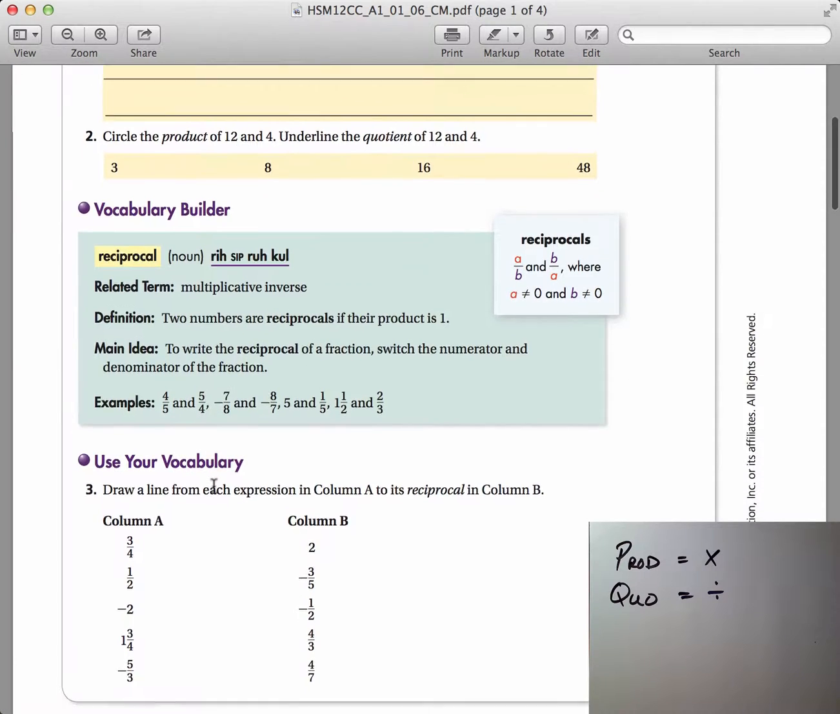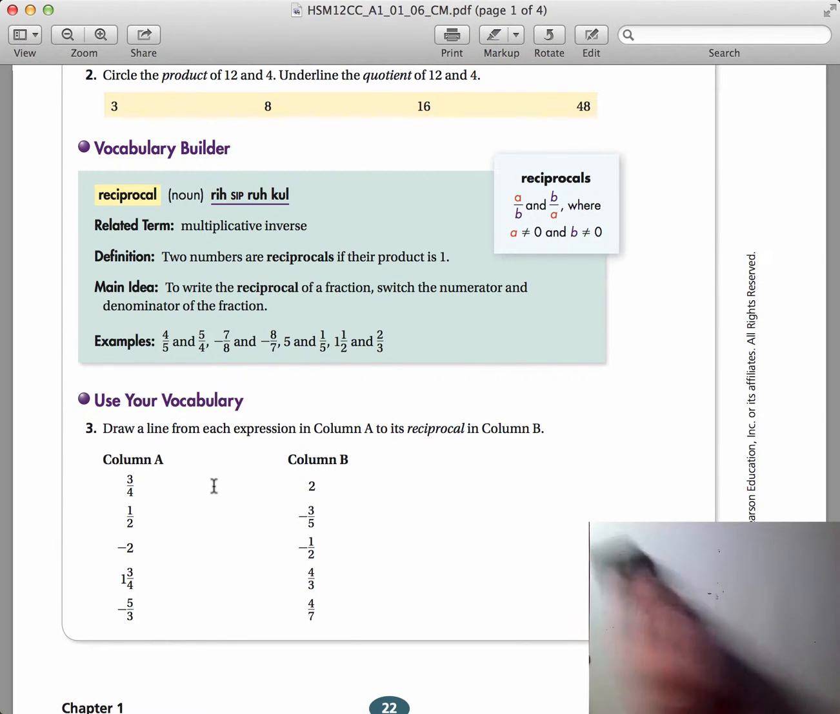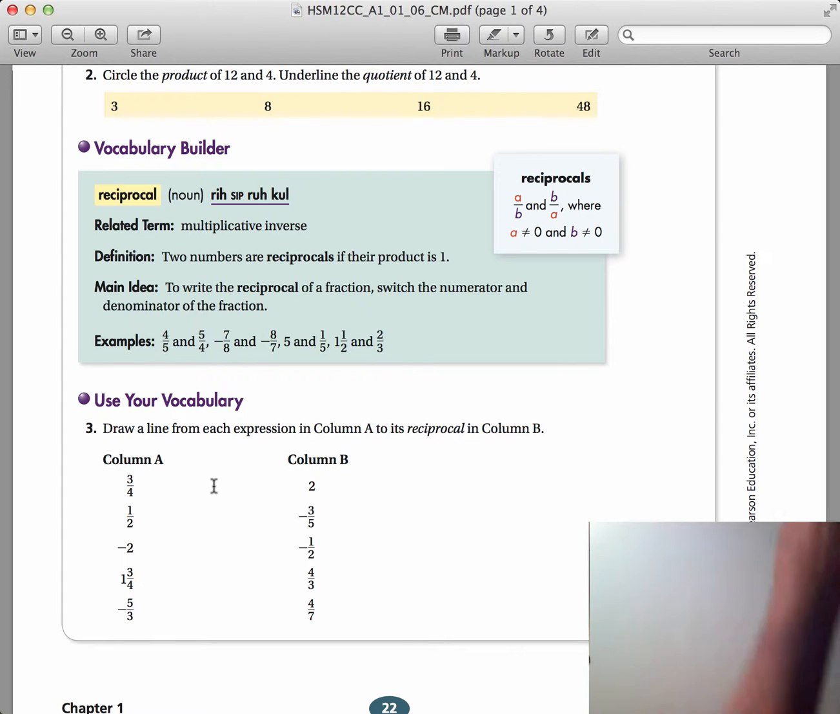Let's get into what a reciprocal is. Now, we worked on reciprocals last chapter. We were adding and subtracting, and we knew that the reciprocal of a number when we added or subtracted it was the negative of it. But in multiplication and division, or products and quotients, the reciprocal is a little bit different.